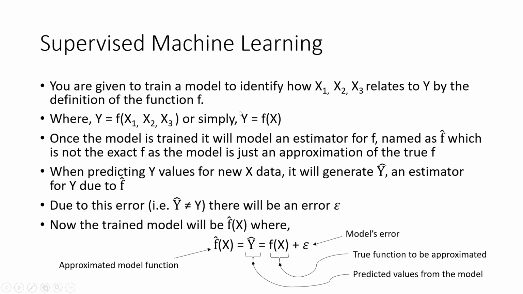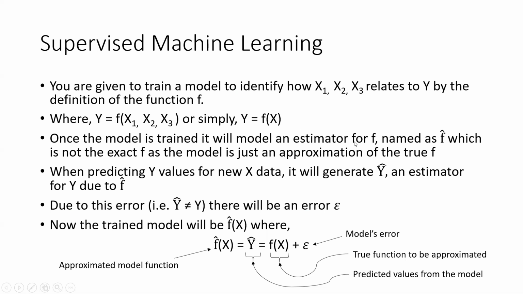Or in simple terms, we can say it as y equals f(x), where x is x1, x2, and x3. So there can be multiple x variables, like n variables. So you can define the y variable as a function f(x), right? You might have learned this in your high school. This is the function from x to y.